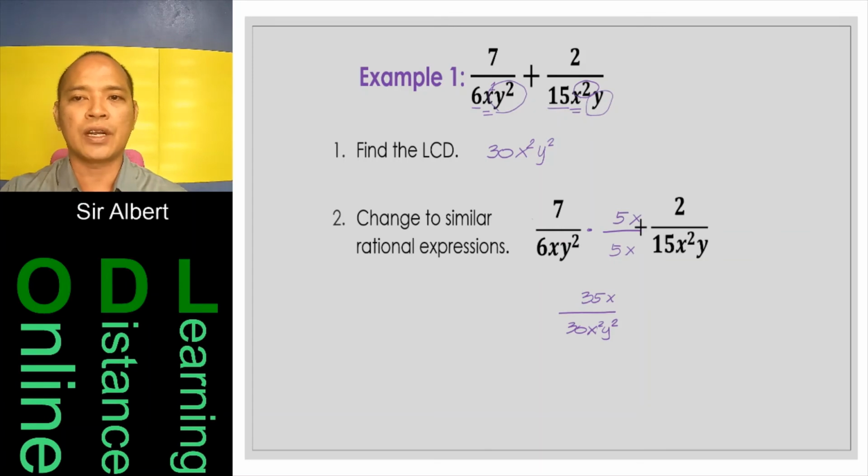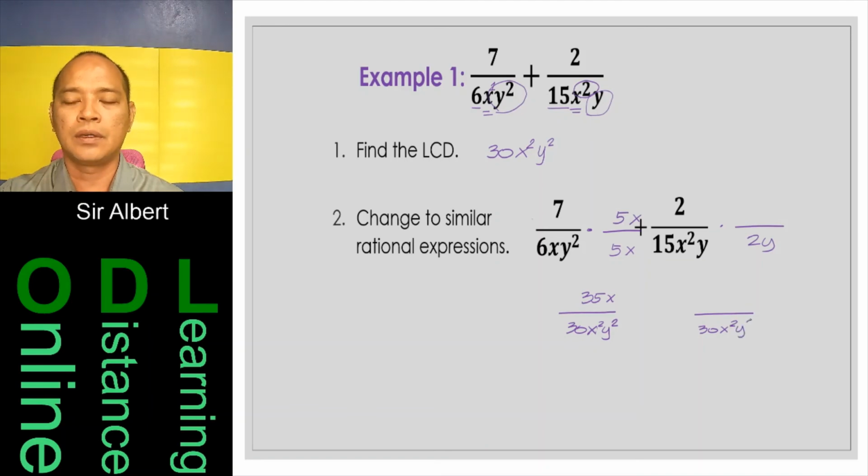Working on the second rational expression now of 2 over 15x squared y, we multiply this by 2y so that we would end up with an equivalent rational expression with a denominator of 30x squared y squared, which is exactly what our LCD is. So multiplying also the numerator by 2y, we would end up with 2 times 2y or 4y. The given expression now is equivalent to this new expression. And we would see here that the resulting expression is now similar rational expressions.